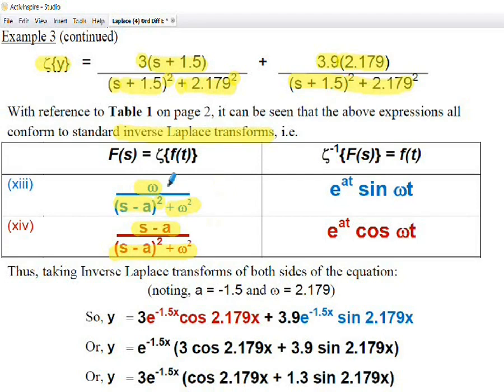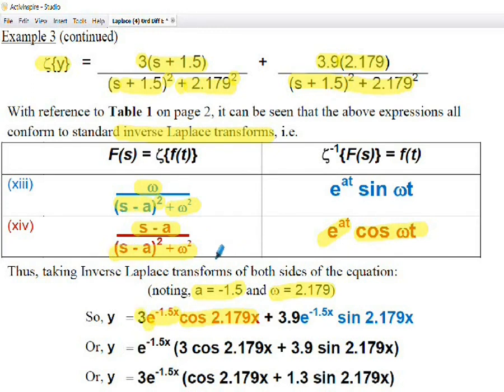So taking the left-hand fraction above, the 3 open bracket s plus 1.5 close bracket function, if I write that now in its standard form of e to the a t times cos omega t, noting that our a then is minus 1.5 and our omega is 2.179, we will get e to the at, that will be e to the minus 1.5x in this case. Don't forget we're using x as our variable for this example, and it will be cos of the omega t, omega x in this case. The 3 stays at the front as a factor.